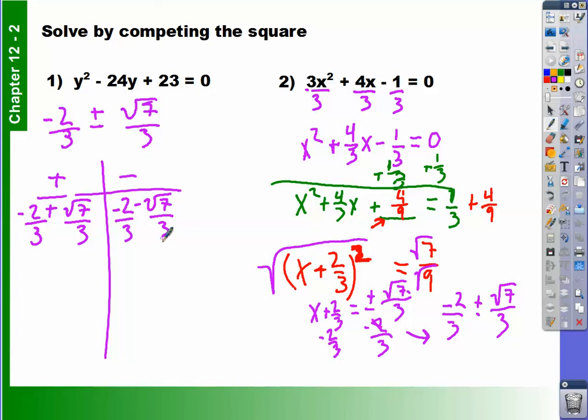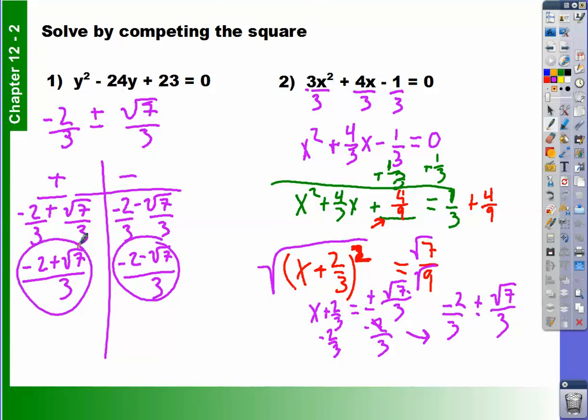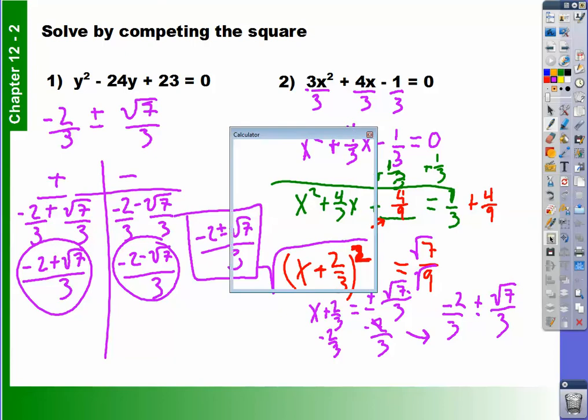So we have negative 2 plus the square root of 7 over 3. Can I do anything else with that? No, you cannot. On the other side, I have negative 2 minus the square root of 7 over 3. Those are two answers. So here's one answer, here's a second answer. It would have been slightly easier for me to write the answer as negative 2 plus or minus the square root of 7 over 3. That would work also.